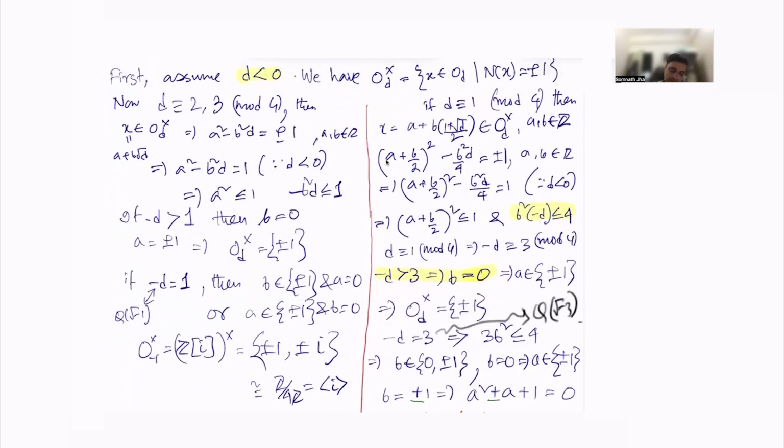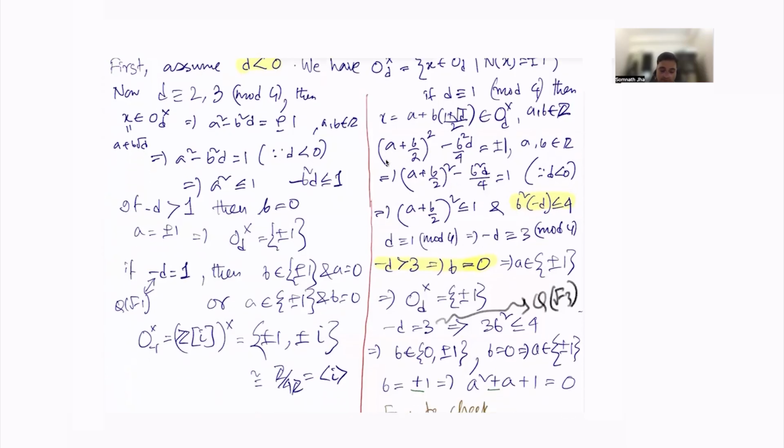So if minus d is 3 anyway, you put minus d equal to 3, then you get 3b square is less than or equal to 4. So the value of b can be 0, or the value of b can be 1 or minus 1. If the value of b is 0, you look at this element, then you get plus minus 1. So a belongs to plus minus 1, and this is your unit.